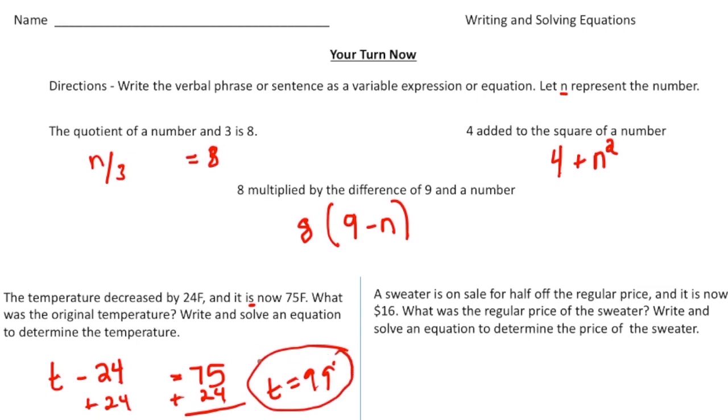All right, last but not least, a sweater is on sale for half off the regular price and is now $16. What was the regular price of the sweater? Write and solve an equation to determine the price of the sweater. So this is what we know. The sweater used to have a price, and it was divided in half. And the new price is $16. So when I multiply both sides by 2, we're going to get n equals $32. And that was the original price of the sweater.